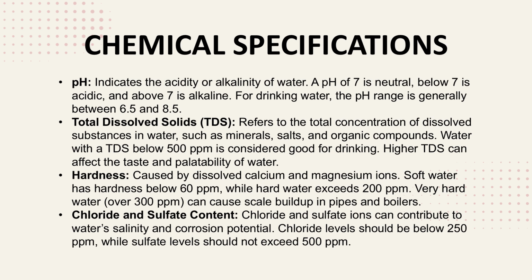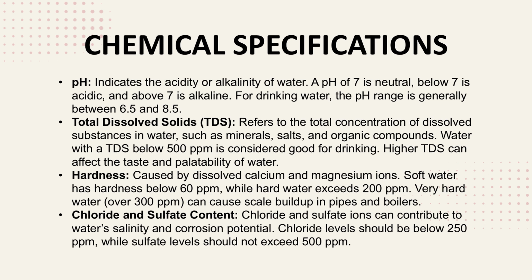Now, let's talk about the chemical specifications of water. These specifications help ensure that water is chemically safe for use. pH levels measure the acidity or alkalinity of water. A neutral pH of 7 is ideal, but acceptable ranges for drinking water are between 6.5 and 8.5. Total dissolved solids, TDS, refers to the concentration of minerals, salts, and organic substances dissolved in water. Water with a TDS below 500 ppm is considered good for drinking, while higher levels can affect taste.